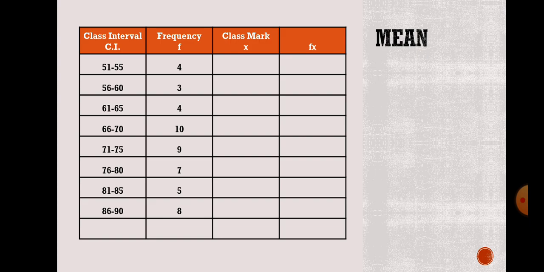We already have a frequency distribution table with these classes. We have 8 classes: 51 to 55, 56 to 60, 61 to 65, 66 to 70, 71 to 75, 76 to 80, 81 to 85, 86 to 90, with their corresponding frequencies. Again, in computing the mean for grouped data, we must first calculate the midpoint of the class, represented by the variable x.